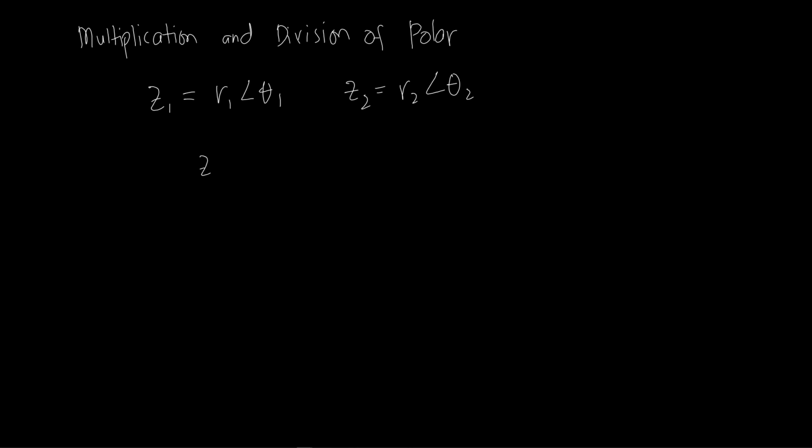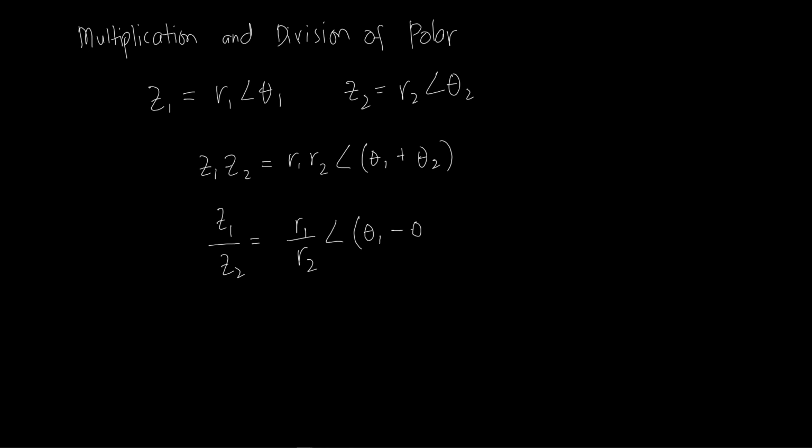If we want to find Z1 times Z2, what you do is multiply the radius, the R, and then add the angles. If you have division, Z1 over Z2, you also divide R1 over R2, but the angles are subtracted. Do you understand?